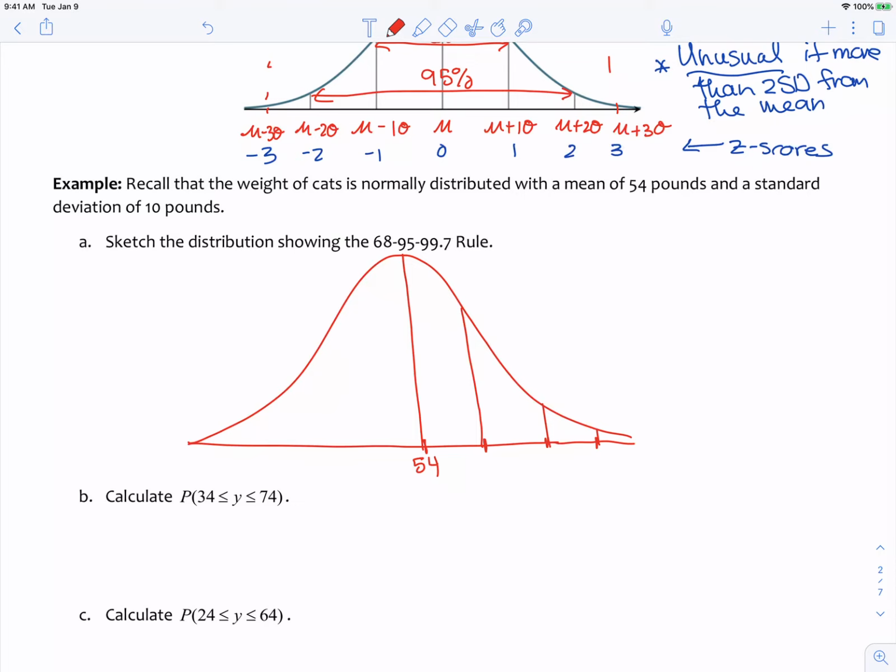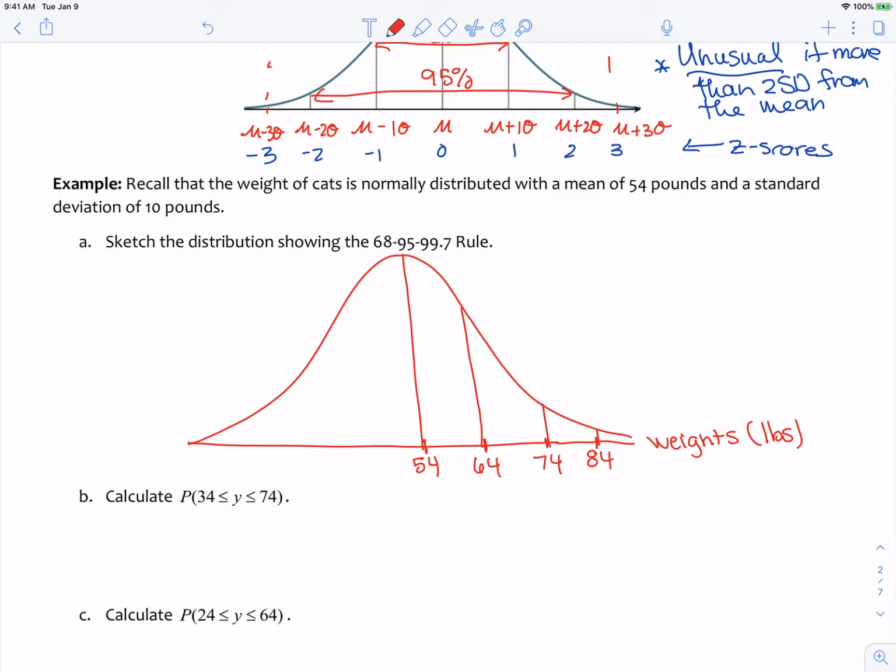All right, so the standard deviation was 10 pounds, so we're going to go up by 10. So that will be 64, 74, 84. And make sure you're labeling these pictures with what you're measuring across that axis and what its units are. So these are weights, and those are in pounds.